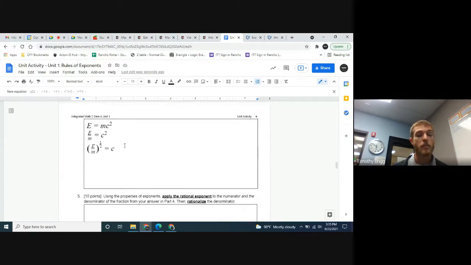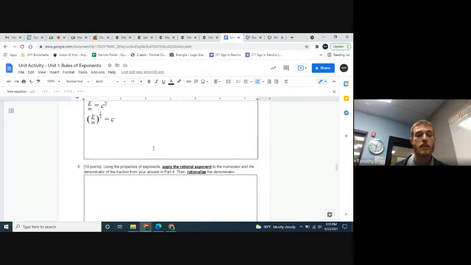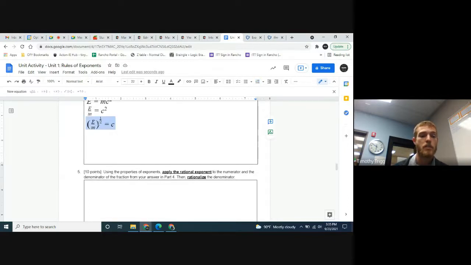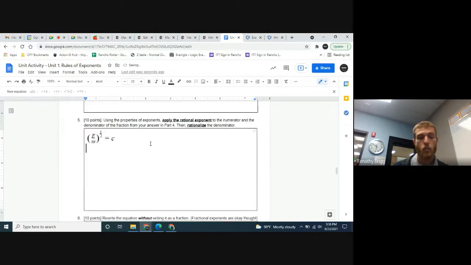Okay, I know that one took a while, but the next one hopefully is going to be a bit faster. All right, question 5. Using the properties of exponents, apply the rational exponent to the numerator and to the denominator of the fraction from your answer in part 4, then rationalize the denominator. So I'm going to go ahead and grab this one, just going to copy and paste. Okay. And we want to apply this 1/2 power to the numerator and the denominator of this fraction.